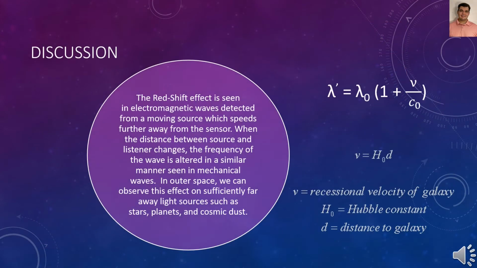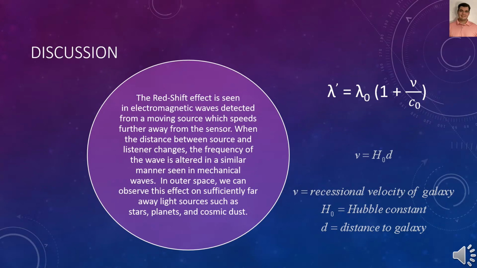The redshift effect is seen in electromagnetic waves detected from a moving source which speeds further away from the sensor. When the distance between source and listener changes, the frequency of the wave is altered in a similar manner seen in mechanical waves. When in outer space, we can observe this effect on sufficiently far away light sources, such as stars, planets, and cosmic dust.